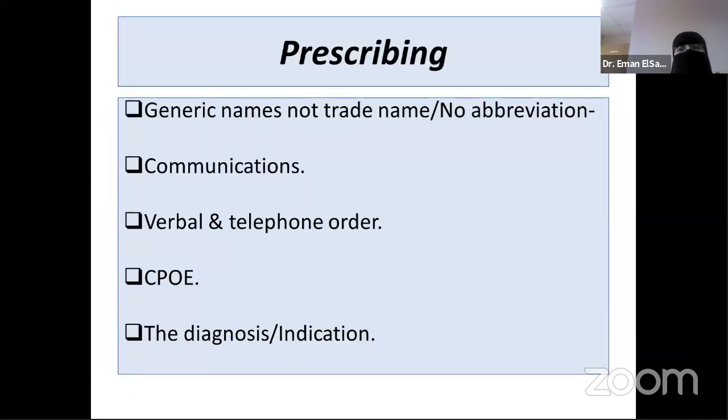How can we prescribe these medications? A doctor who needs to prescribe any medication included in the LASA list can prescribe by generic name, not trade name. He can't use any abbreviation, or any prohibited abbreviation, for these medications. Good communication between doctors and pharmacists is needed to know everything about what he needs. Verbal and telephone orders are prohibited; a verbal order is for emergency cases only. CPOE is the best way of prescribing. The diagnosis and indication must be clear.